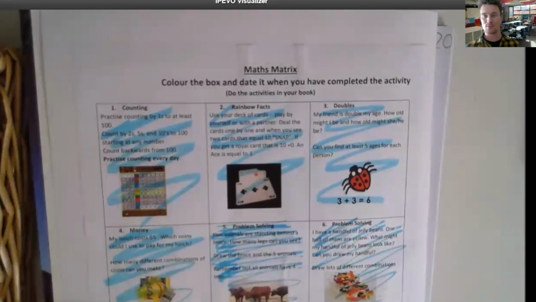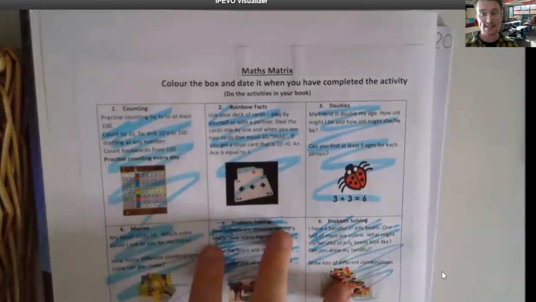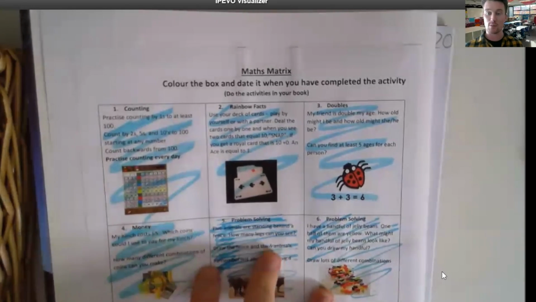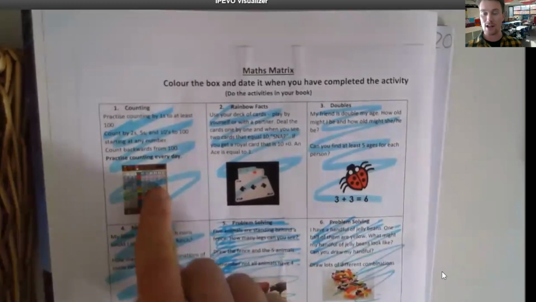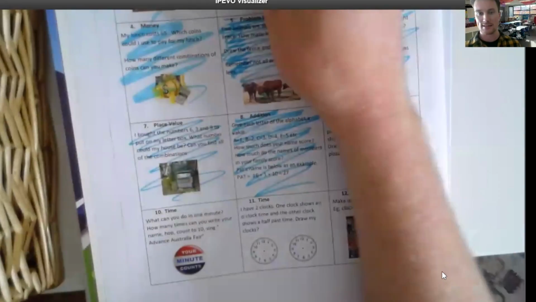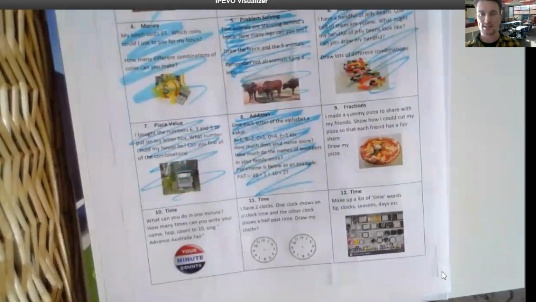So have a look. All of these are colored in because we've done all of them. If you haven't done them all yet, maybe go back and have a look at some of these videos. But we are asking you to do one writing, one reading, one maths lesson a day. All right, let's have a bit of a look. So here is the one that we are doing today.